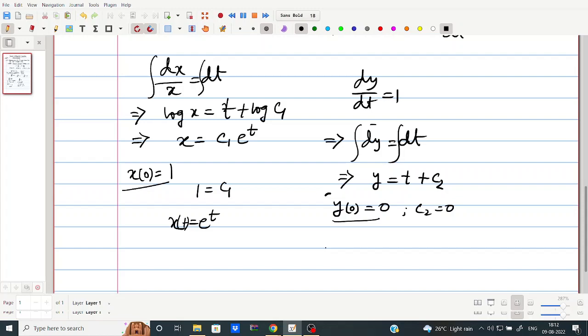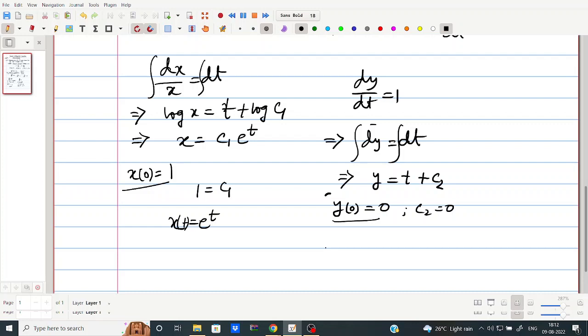And if I solve dz dt equal to z, I get the same equation as for x, since this equation and the equation for x are the same. So I will get z equal to another constant into e power t.